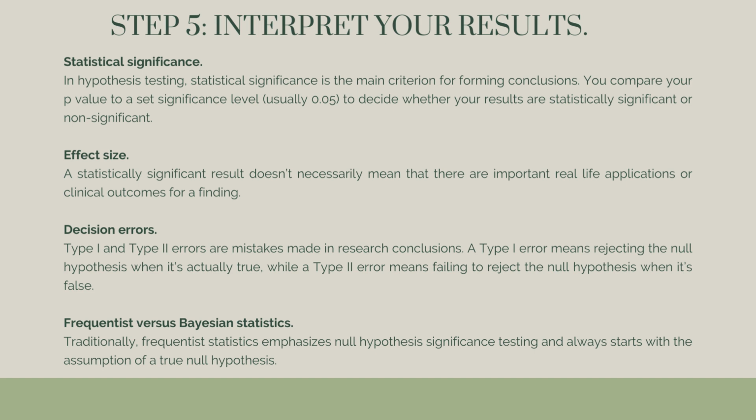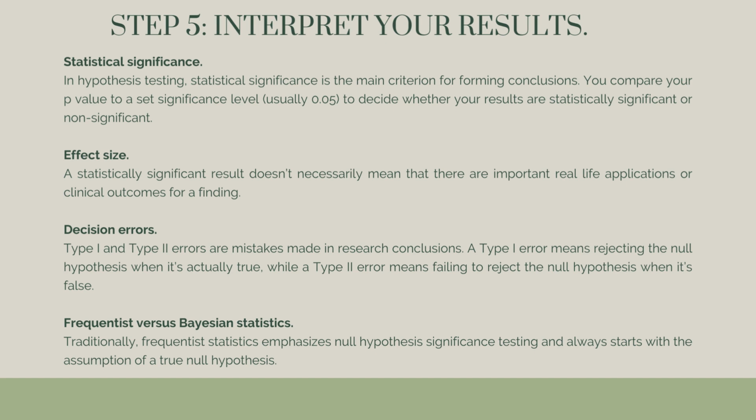Statistical significance. In hypothesis testing, statistical significance is the main criterion for forming conclusions. You compare your p-value to a set significance level, usually 0.05, to decide whether your results are statistically significant or non-significant. Statistically significant results are considered unlikely to have arisen solely due to chance. There is only a very low chance of such a result occurring if the null hypothesis is true in the population.